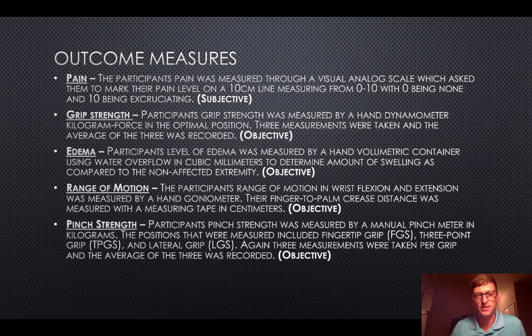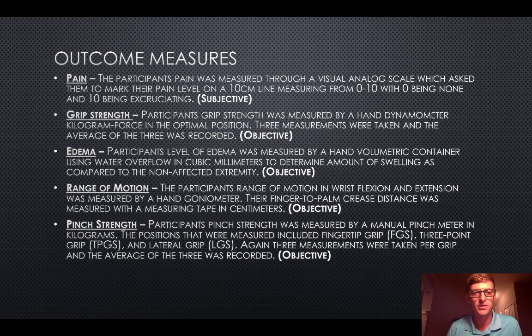The grip strength was objective, and they used a hand dynamometer in kilogram force in the optimal position. They took 3 measurements and had the average of those 3 and recorded it. Edema was also objective. They used a volumetric cylinder, and they measured it in cubic millimeters of overflow of the fluid, and compared it to the non-affected extremity.